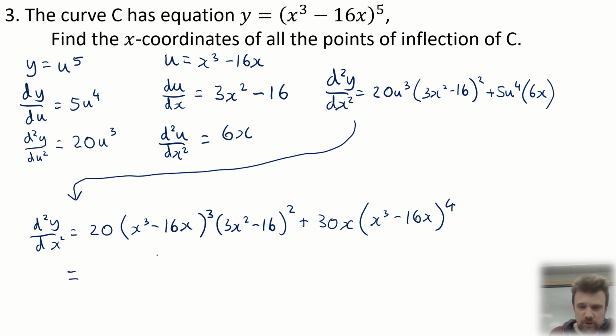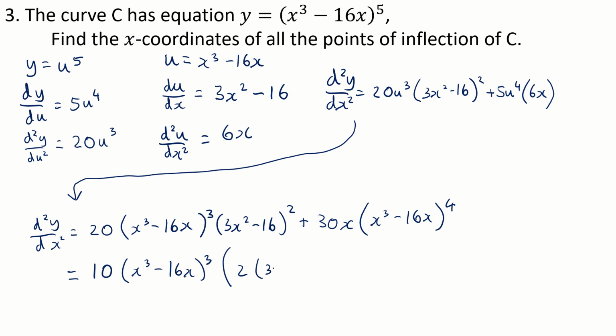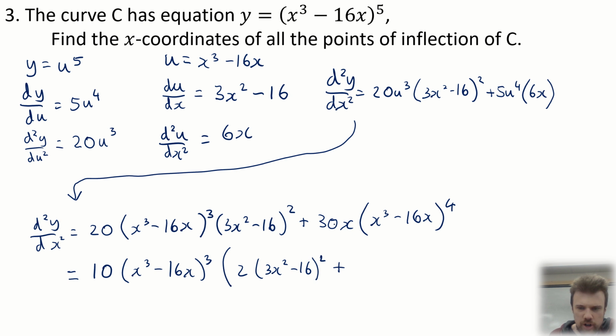So what we're going to do is factorize out common factors. Obviously, you can factorize a 10 out of everything there. That makes stuff a lot nicer for a start. We can factorize out (x cubed minus 16x) all cubed out of the entire thing. Brilliant. So that will leave us with 2 lots of (3x squared minus 16) all squared, and then add on 30. Not 30, no, just 3, and x, and just 1 lot of (x cubed minus 16x).